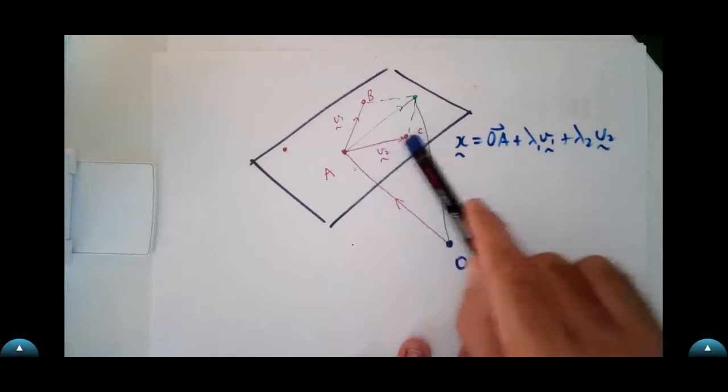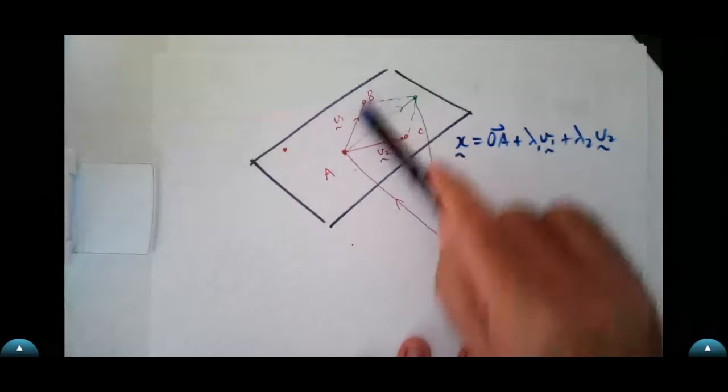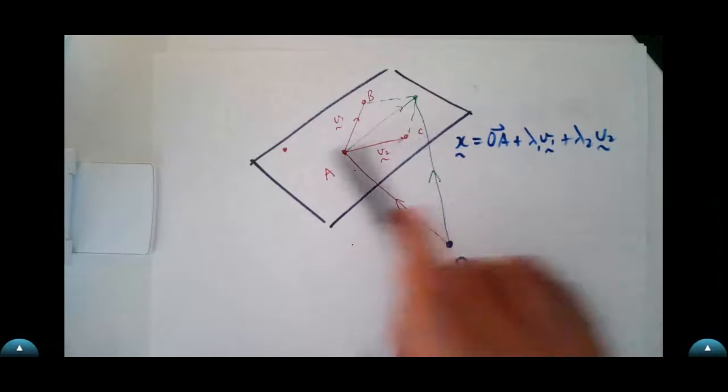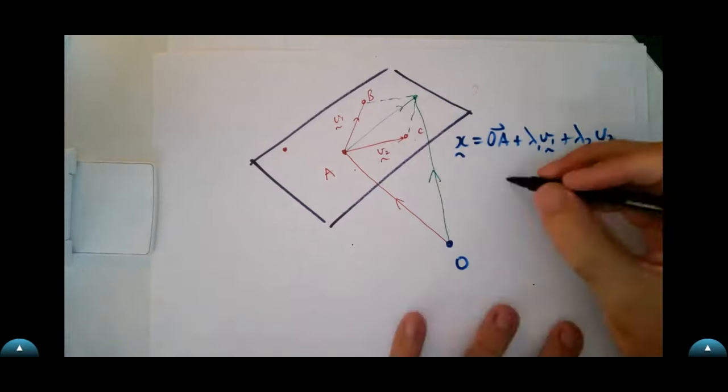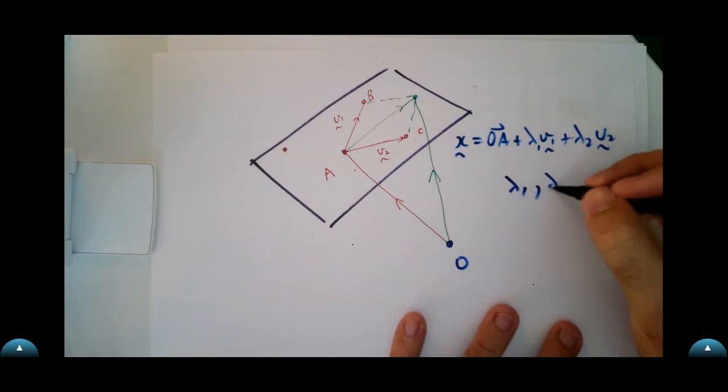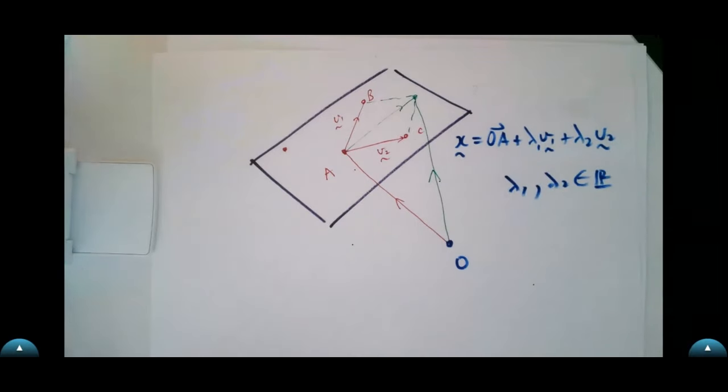The direction here doesn't matter. You can go AB, BA, AC, CA. It doesn't matter. Correct, Sichuan. Lambda can be any number, right? Lambda 1 and lambda 2 are just real numbers.